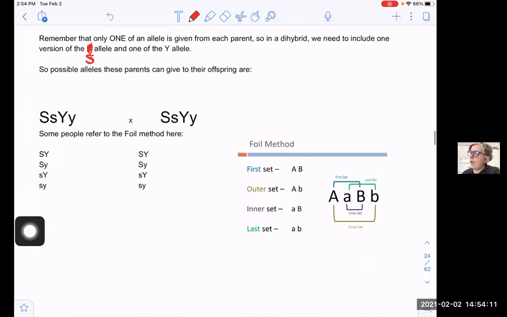So how we determine the possible gametes that the parents can pass on, we use a similar method to math's FOIL method. So FOIL means first set, outer set, inner set, last set. So there's a little image of this right here. So I want to show you what this looks like.